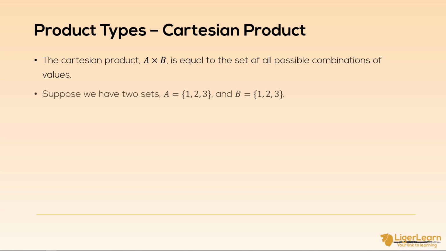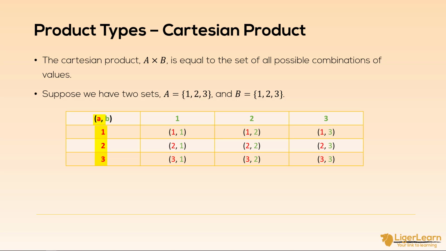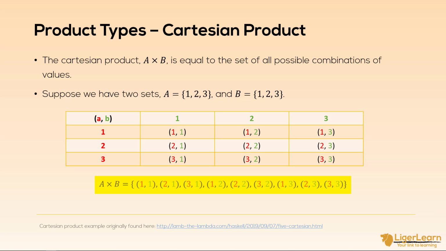Suppose we have two sets, A, which contains the values 1, 2 and 3, and B, which also contains the values 1, 2 and 3. We can create a table to enumerate all possible combinations of values for both sets. Here, the first column contains all possible values of the set A in red, and the first row contains all possible values of the set B in green, and the rest of the table shows all possible combinations of values. So the Cartesian product of the two sets would be equal to the set which contains all of these values, which I have shown here.